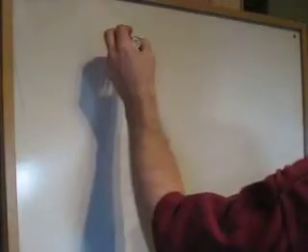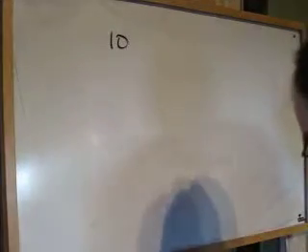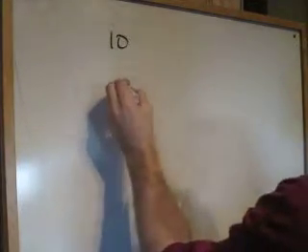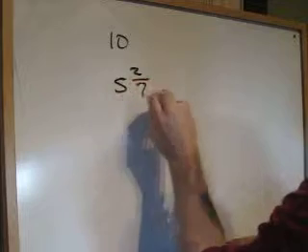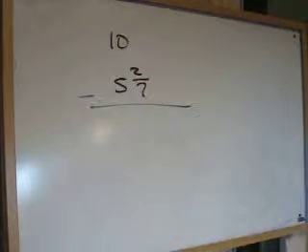3.8c. Page number 230, borrowing with mixed numbers. Let's go ahead and try our first one. We're going to keep it in our vertical method. Okay, 10 minus 5 2/7.